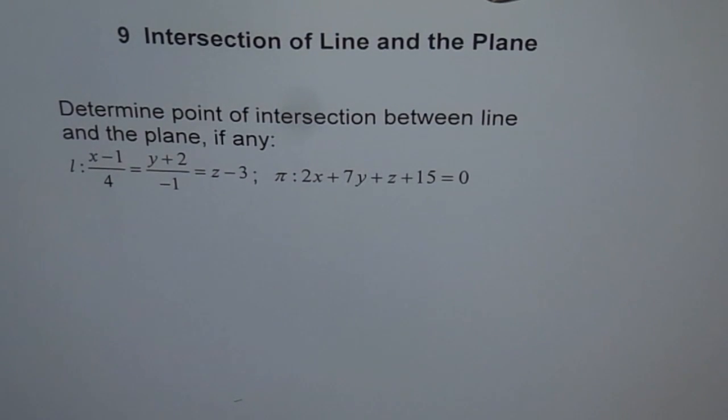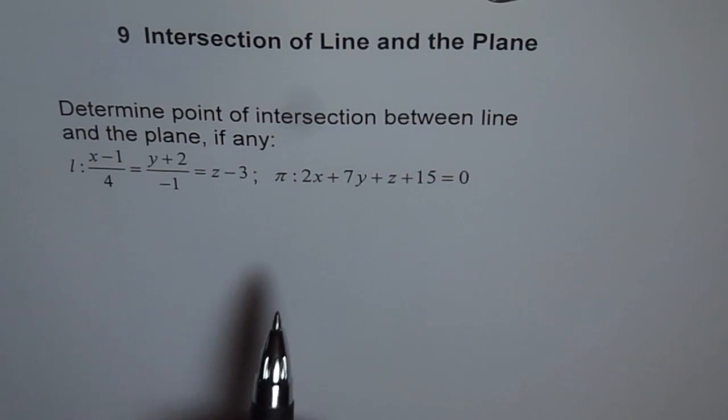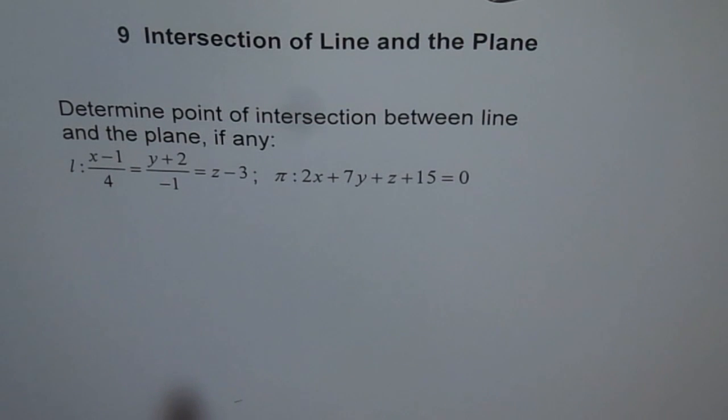Chapter 9. Intersection of line and the plane. Determine the point of intersection between the line and the plane, if any. So the line is (x minus 1) divided by 4 equals (y plus 2) over minus 1 equals z minus 3. And the plane is 2x plus 3y plus z plus 15 equals 0.